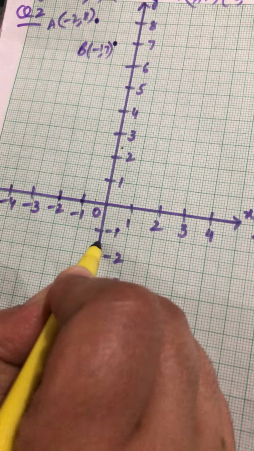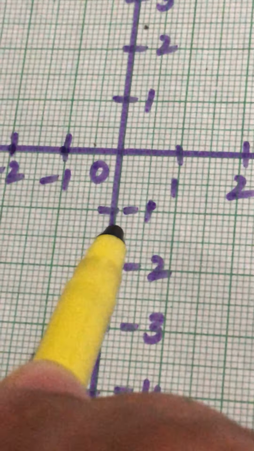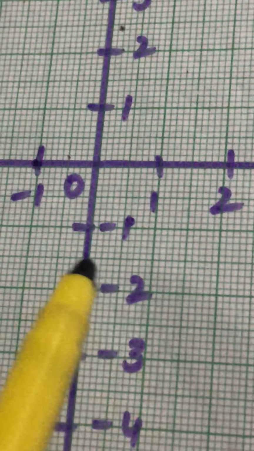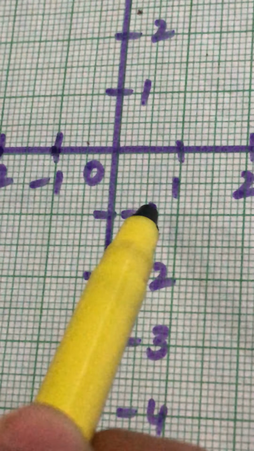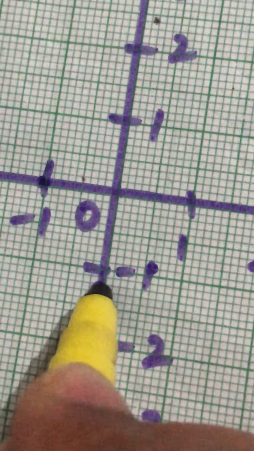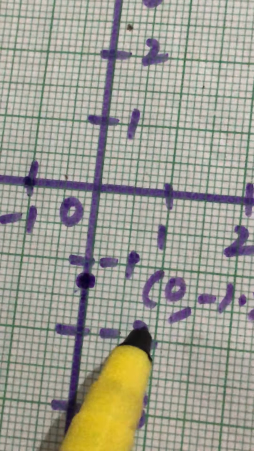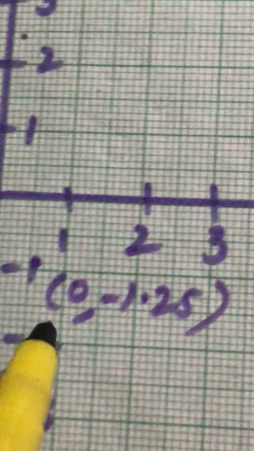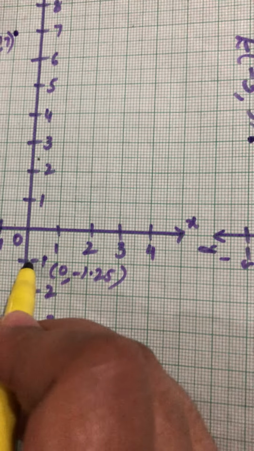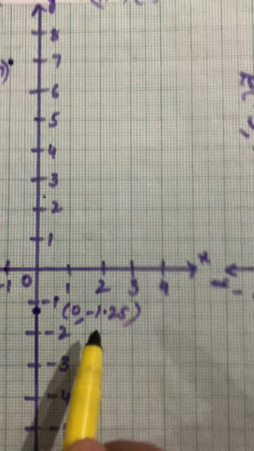The midpoint of minus 1 and minus 2 is minus 1.5, and the midpoint of minus 1 and minus 1.5 is minus 1.25, so here it is 0 comma minus 1.25, right? Minus 1.25 is approximately 1.3, so after minus 1 you can take 3 lines. So this is minus 1.25.